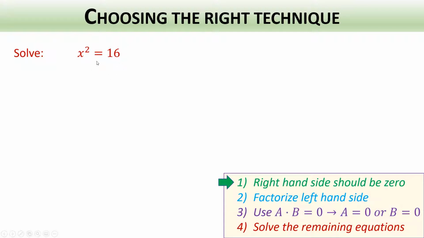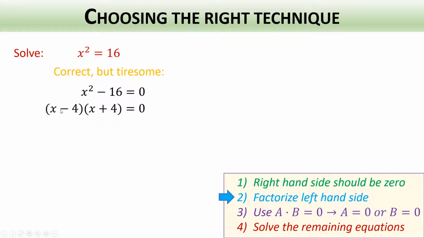x squared equals 16. Now if you would follow this four-step plan, then you would say, oh, the right hand side should be 0. So I need to subtract 16 from both sides, of course. x squared minus 16 is 0. Now I have to factorize the left hand side, so I have to do this using the sum product method because these factors don't have anything in common. So I'm looking for two numbers whose sum is 0 and whose product is negative 16, so that will be 4 and negative 4. So I can factorize this as x minus 4 times x plus 4.